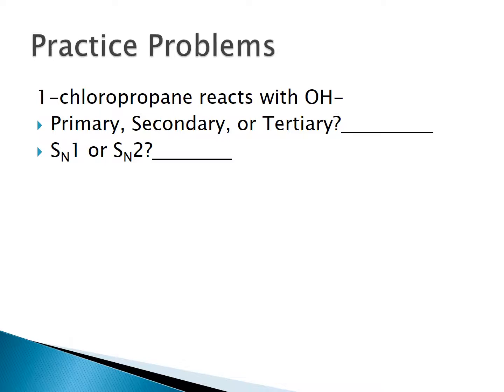Okay, so go ahead and pause and try this one again. This is 1-chloropropane reacting with hydroxide. This is primary, and we can see that if we draw it out. I'm going to draw this one again so that we're focusing on the carbon that's attached to the halogen, and I'm going to show using the wedge the rest of the carbon chain.